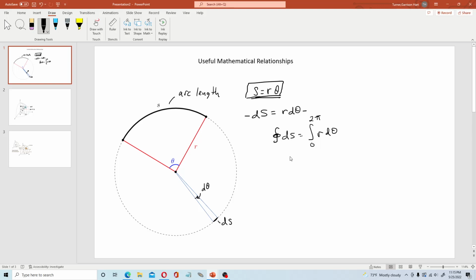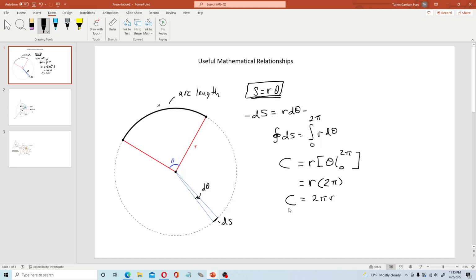And the integral of ds is just going to be S, the total arc length. Let's write it like this, because the total arc length around the circle would become the circumference. So I would have C on this side, and this would give me R times theta from 0 to 2 pi, which would give me R times 2 pi, which gives me 2 pi R. Okay? So you can recover the formula for the circumference of a circle.